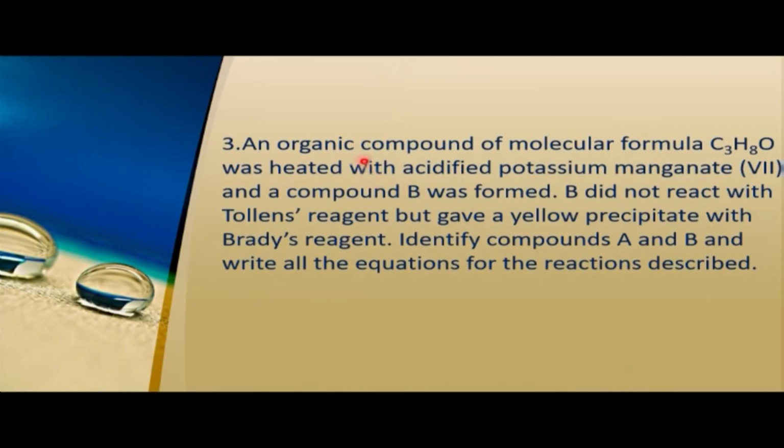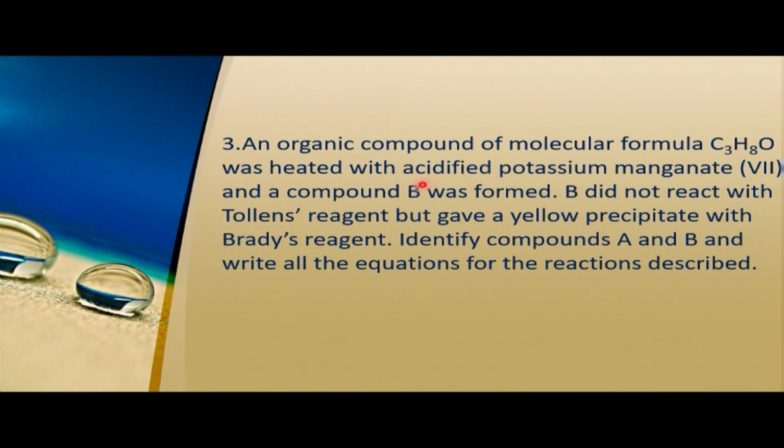An organic compound A of molecular formula C3H8O was heated with acidified potassium manganate 7, and a compound B was formed. B didn't react with Tollens reagent, but gave a yellow precipitate with Brady's reagent. Identify compounds A and B and write all the equations for the reactions described.